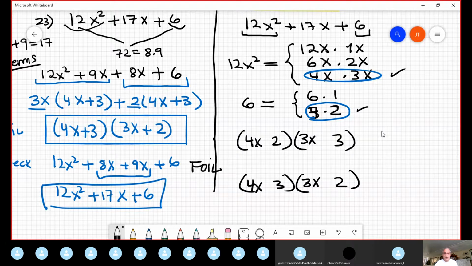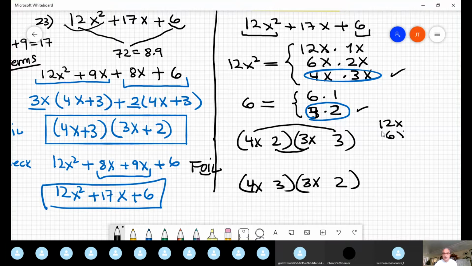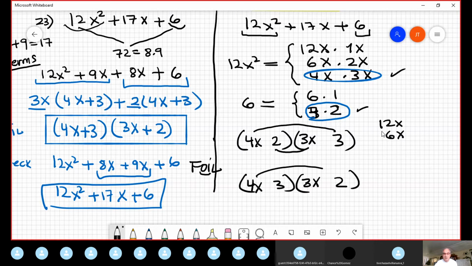But actually, it's not FOIL. It's only OI. No first, no last. You know, outer, inner. You multiply this and this, and this and this. 4 times 3, 12. And this is 6. This is 8. And this is 9x.